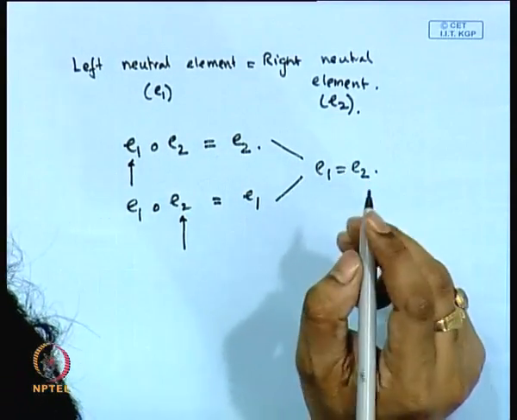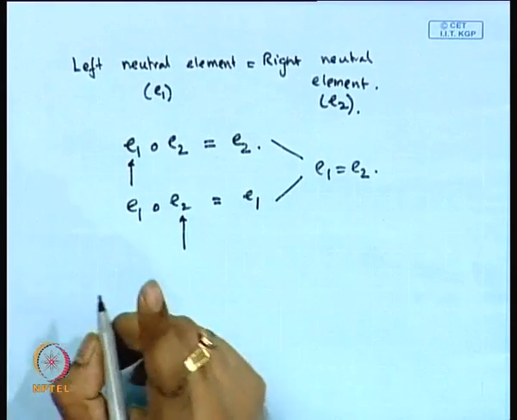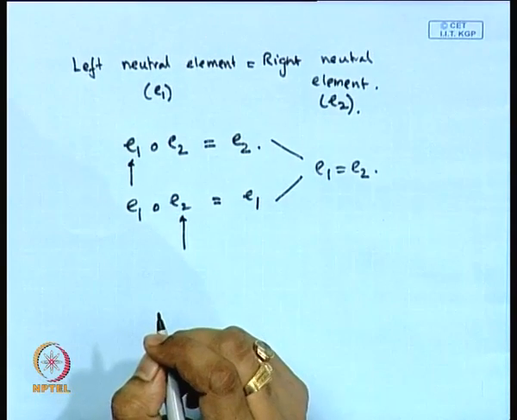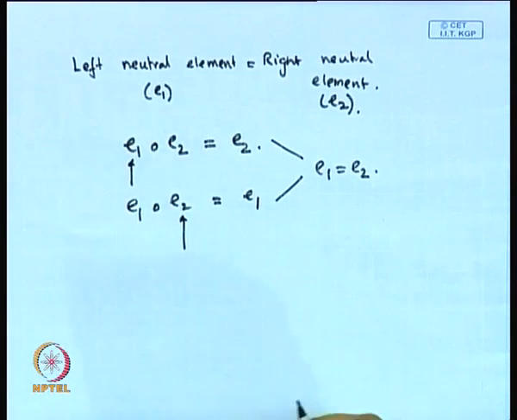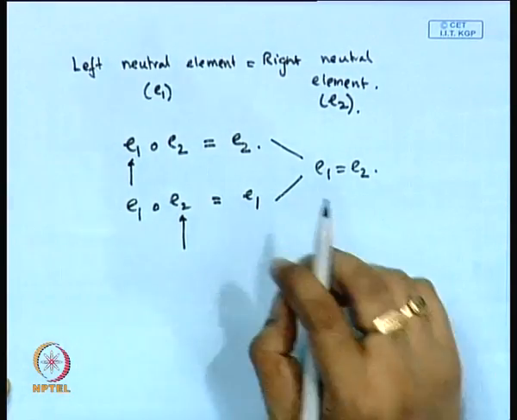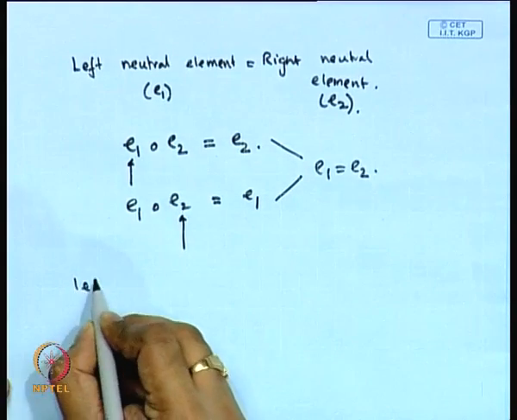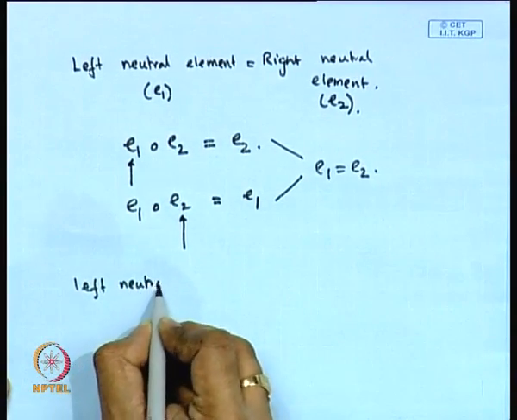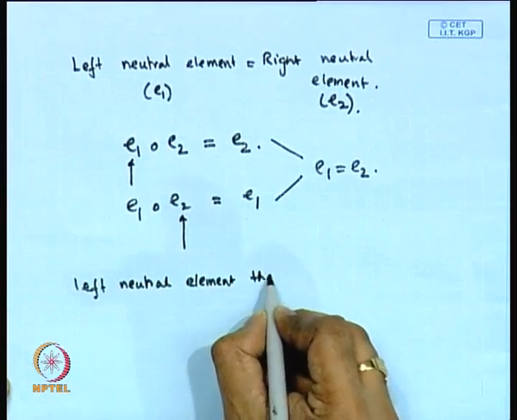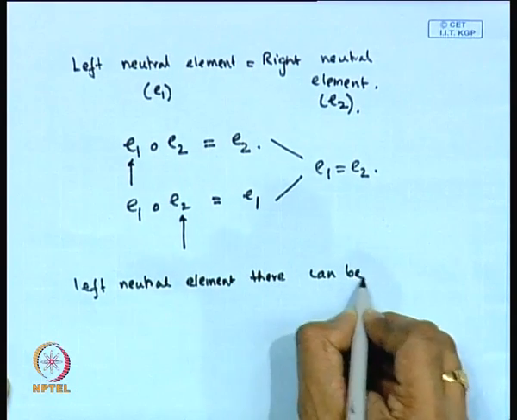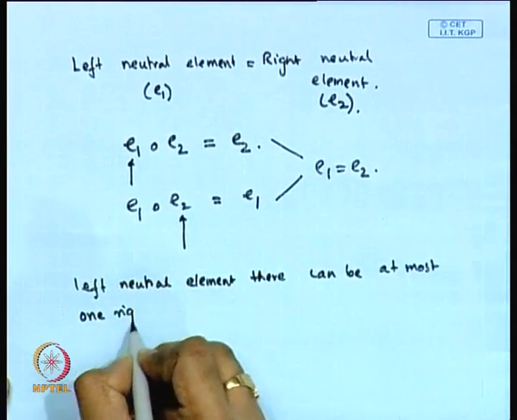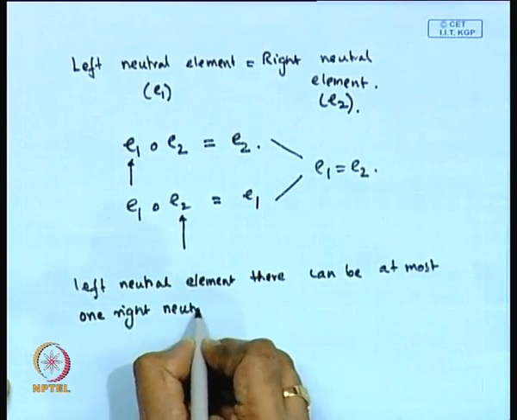Now the other thing that holds is that if there is one left neutral element, then there can be at most one right neutral element. This proof is quite easy, you can follow a similar principle, but I leave this as an exercise.